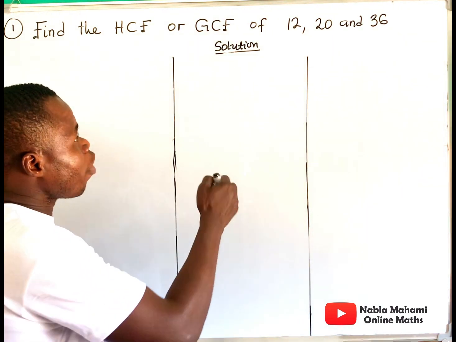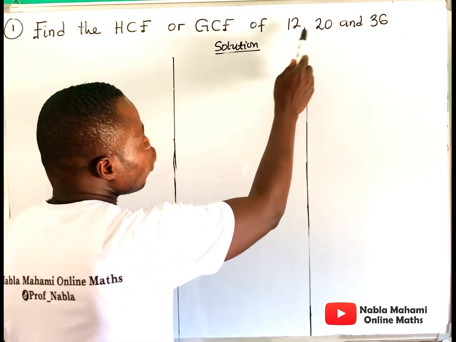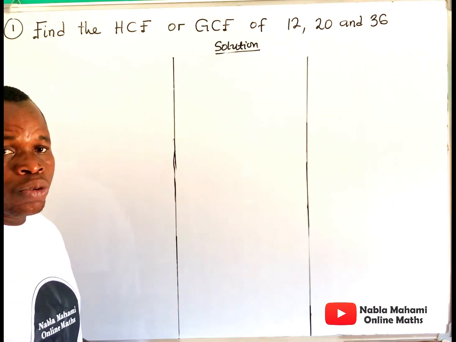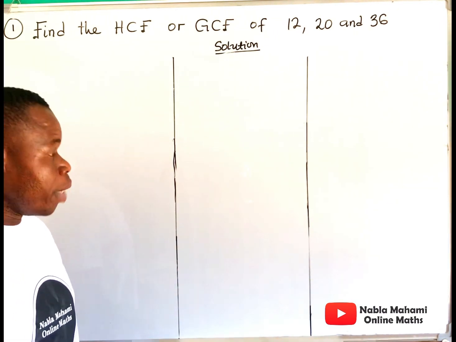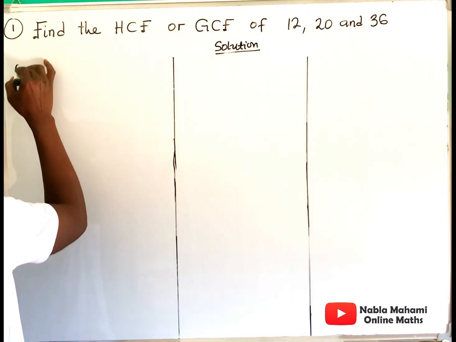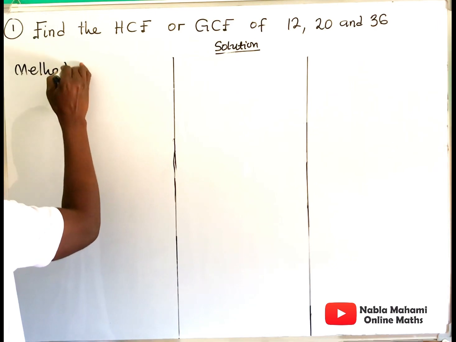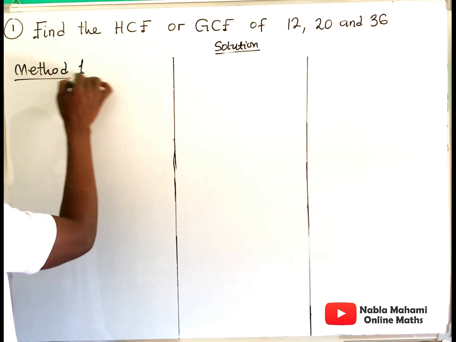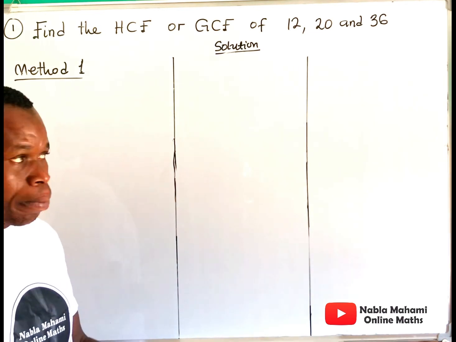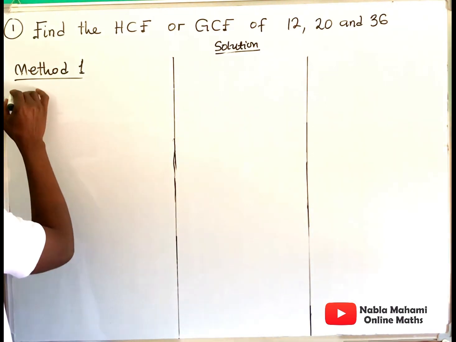So to find the highest common factor or the greatest common factor of 12, 20, and 36, I'm going to teach you three different ways of doing that, or if you like, three methods. So let's go through the methods. Method 1, that is the first method. Take each of these numbers and find their factors and put them in curly brackets. That's the first step for method 1.